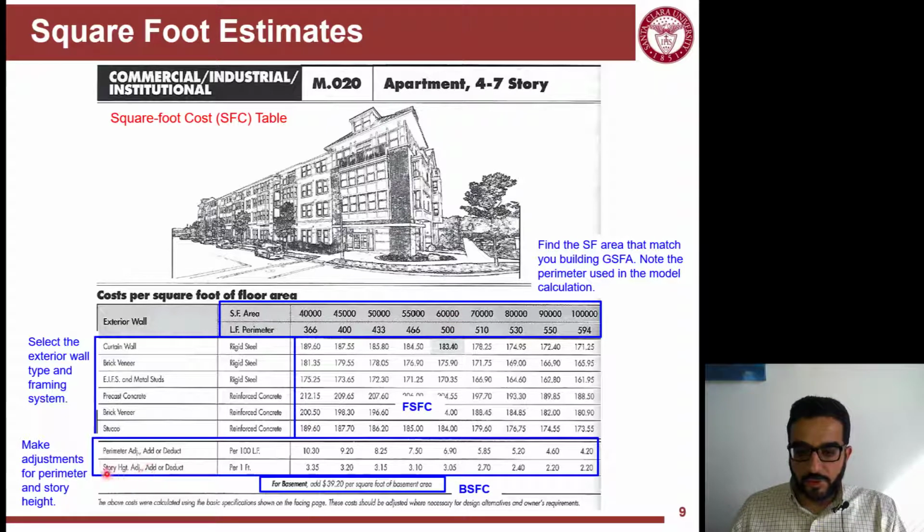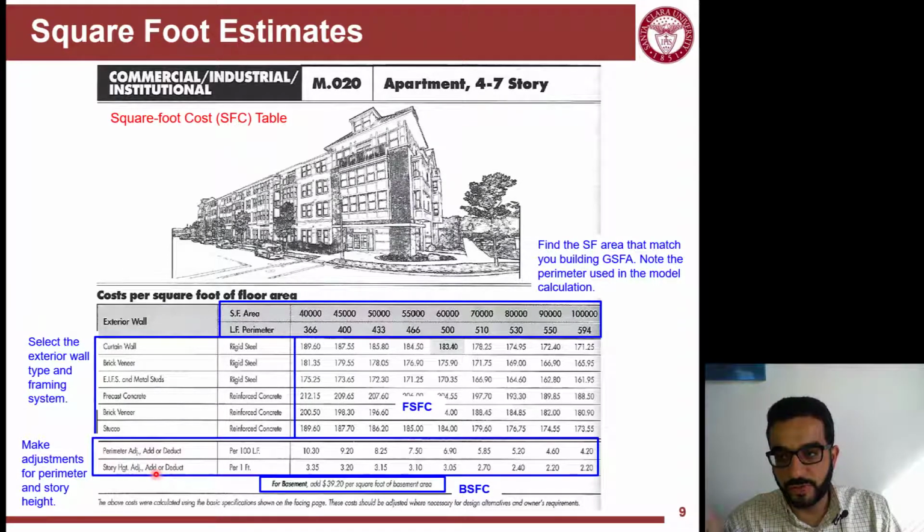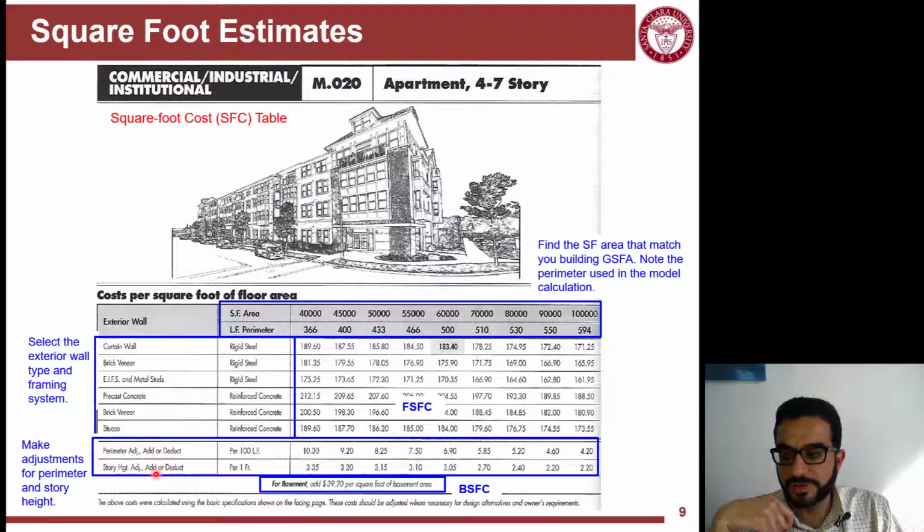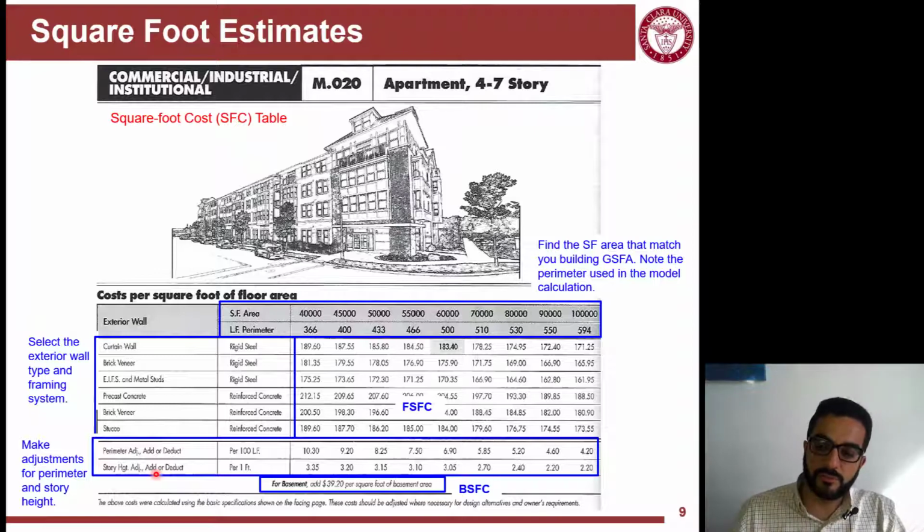And also another thing to adjust for is the story height. So the height of the story in this model, in the second page of this model, will tell you maybe it's 10 foot and 6 inch. If your height is different, then you will need to adjust it for every foot difference. This is the cost to add up to the square foot numbers that you have here. We'll see an example of that.